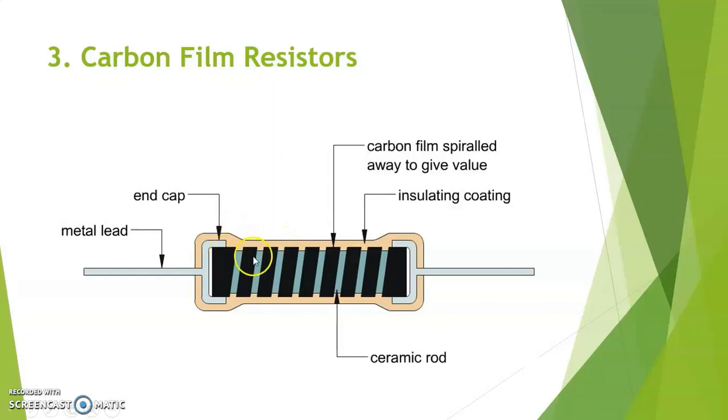Then once we have coated the ceramic rod with the carbon film, we cut a helical groove out of it, starting from one end to the next. The portion where you can see blue is where the groove has been cut. So only in these places is the carbon film, which is spiral, remaining. So there will be a spiral carbon film starting from one end to the other of the rod, and again there will be some metal leads to connect to the circuit. The entire resistor is kept inside an insulated coating for protection.